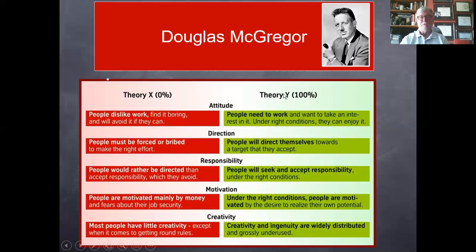So the Theory Y manager, in terms of attitude, believes that people need to work and want to take an interest in it, and under the right conditions, they can enjoy it. He believes that people are self-directive towards a target that they accept, that people will seek and accept responsibility, and that under the right conditions, people are motivated by the desire to realize their own potential. And then from a creativity point of view, creativity and ingenuity are widely distributed and grossly underused.